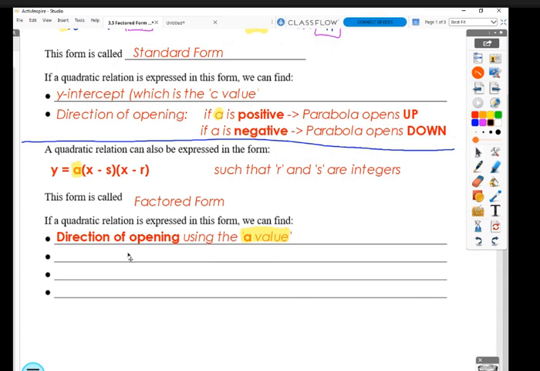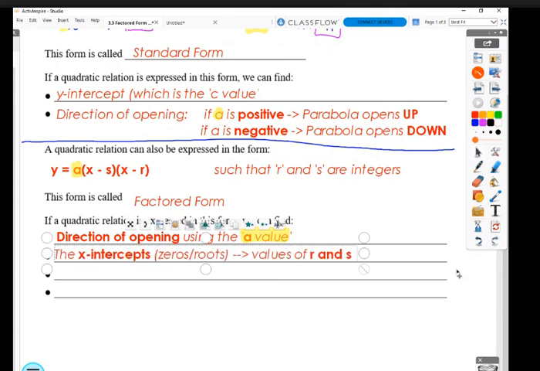Now, what else does factored form tell us? Well, here's the big one. This is the huge one. This is the reason why we love factored form. It tells us the x-intercepts, basically the zeros or the roots or whatever you want to call them, the values of r and s. Those are these guys right here, s and r in the brackets. Those are actually the roots of the equation.